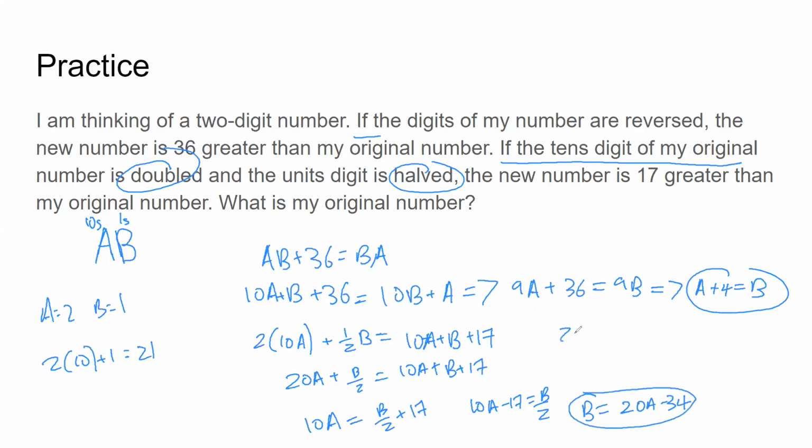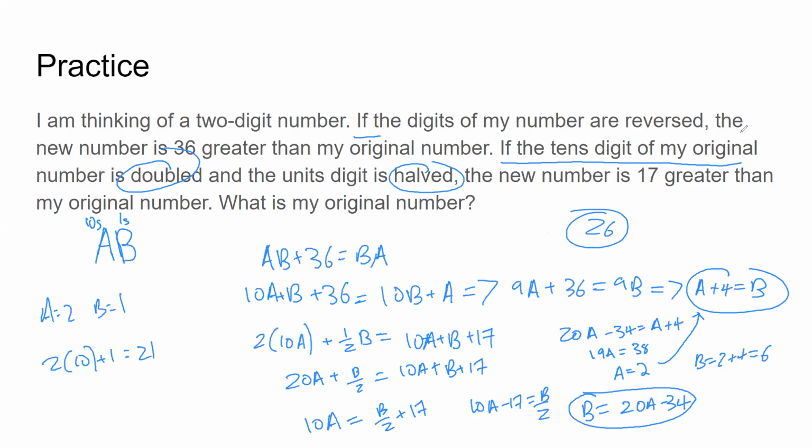So this just tells us 20A minus 34 is equal to A plus 4. 19A is equal to 38, which gives us A equals 2. Plug it in here: B equals 2 plus 4, which is 6. So my original number was AB. A is 2, B is 6, so that means the answer would be 26.